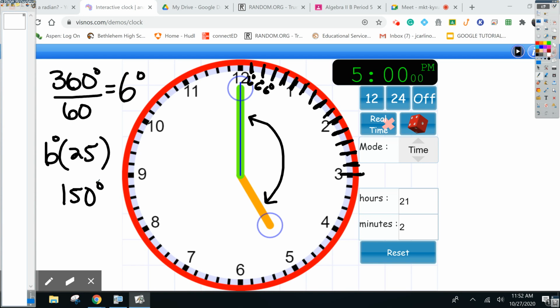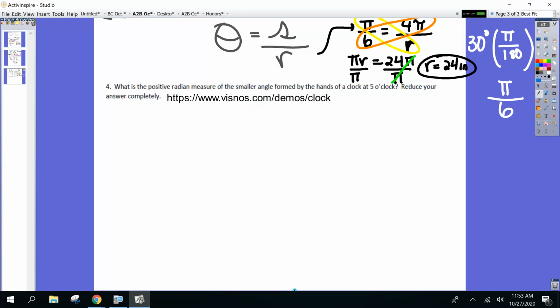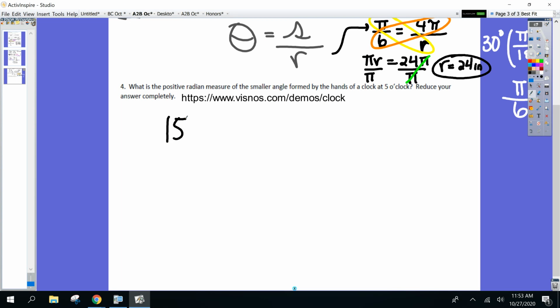But your answer has to be in what? Radian measure. Convert it. That's how we're going to end it. You're going to take 150 and convert it. I don't shy away from this question. It could be what's it at 2 o'clock? What's the angle measure at 3 o'clock? So convert 150 to radians.